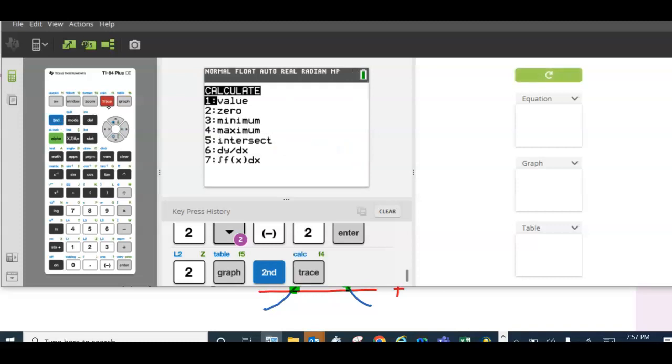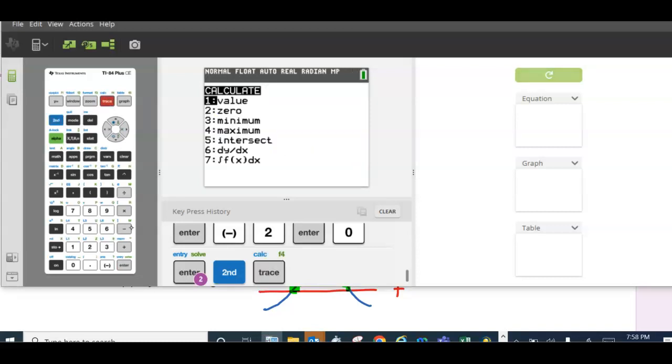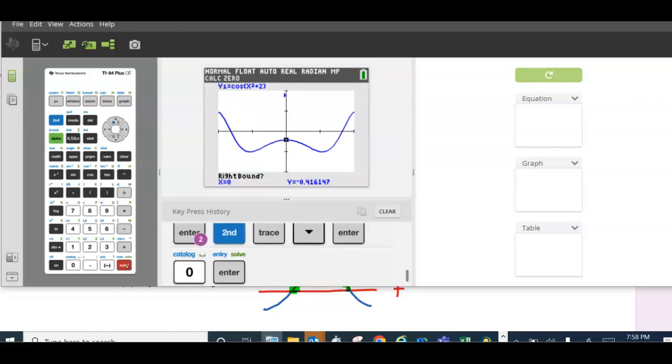Second, trace, calculate, zero. My left bound can be -2, and my right bound can be 0, let's say. And it finds that first one at -1.647. It looks like there's symmetry here, so the other one's probably the same on the positive side, but we'll find it. Second, trace, zero. Now I can make my left bound 0 and my right bound over at 2. My guess will find, sure enough, it was symmetric, 1.647.